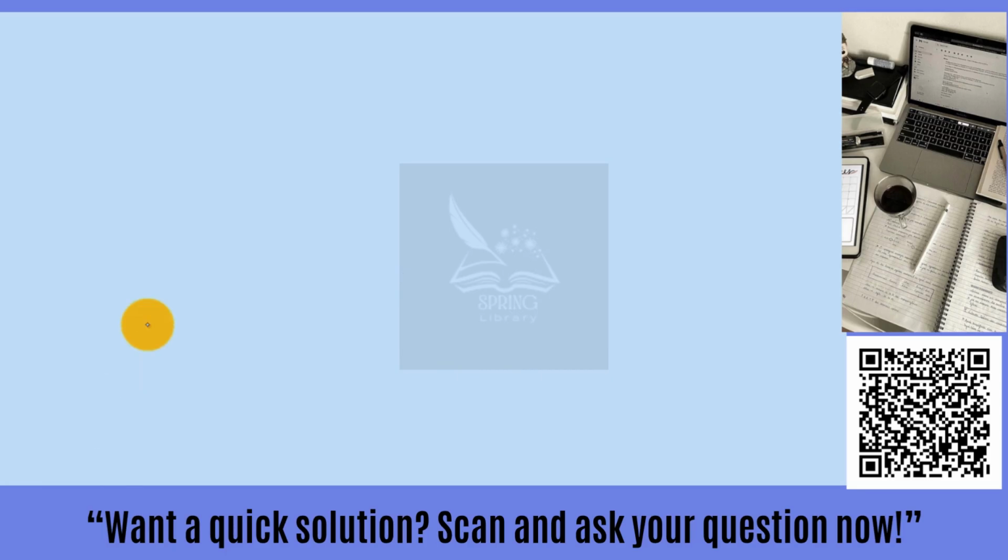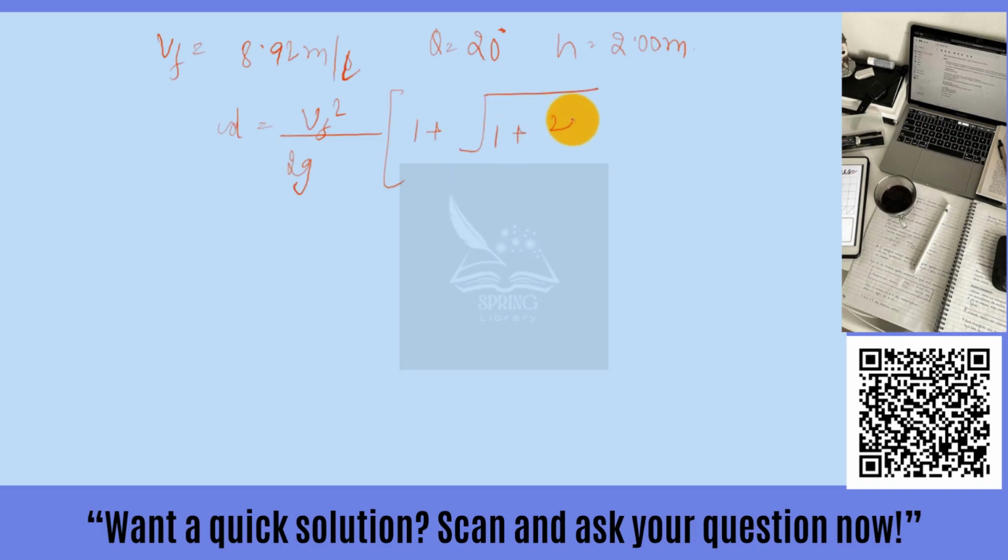So the bike leaves the ramp with speed V final equals 8.92 meters per second at an angle theta equals 20 degrees from the height small h equals 2.00 m. We have to calculate the horizontal range. The horizontal range of the projectile is given by d equals vf squared upon 2g, multiplied by 1 plus under root of 1 plus 2gh divided by vf squared sine squared theta, into sine 2 theta.